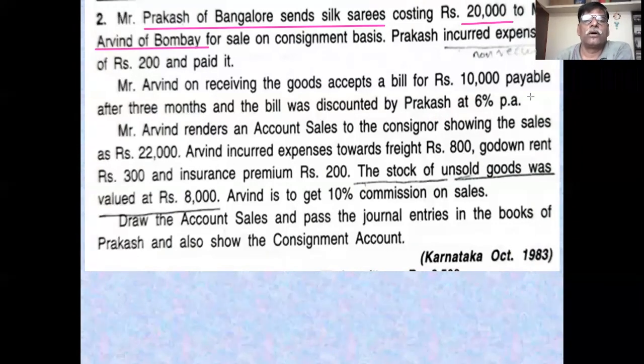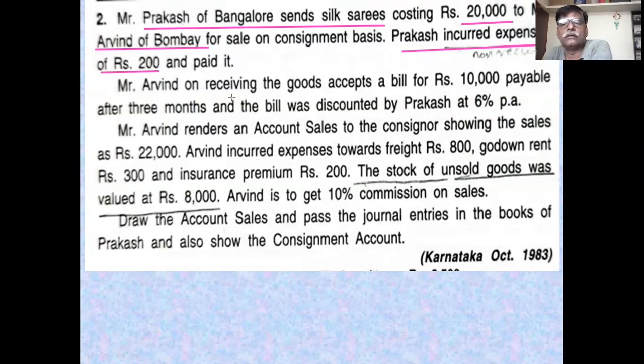And next, Prakash incurred expense of rupees 200. Prakash is the consignor. The consignor's expense of 200 comes on the consignment account debit side. First, goods sent on consignment. Second, expense paid by consignor. Okay, second item. You see the next paragraph.